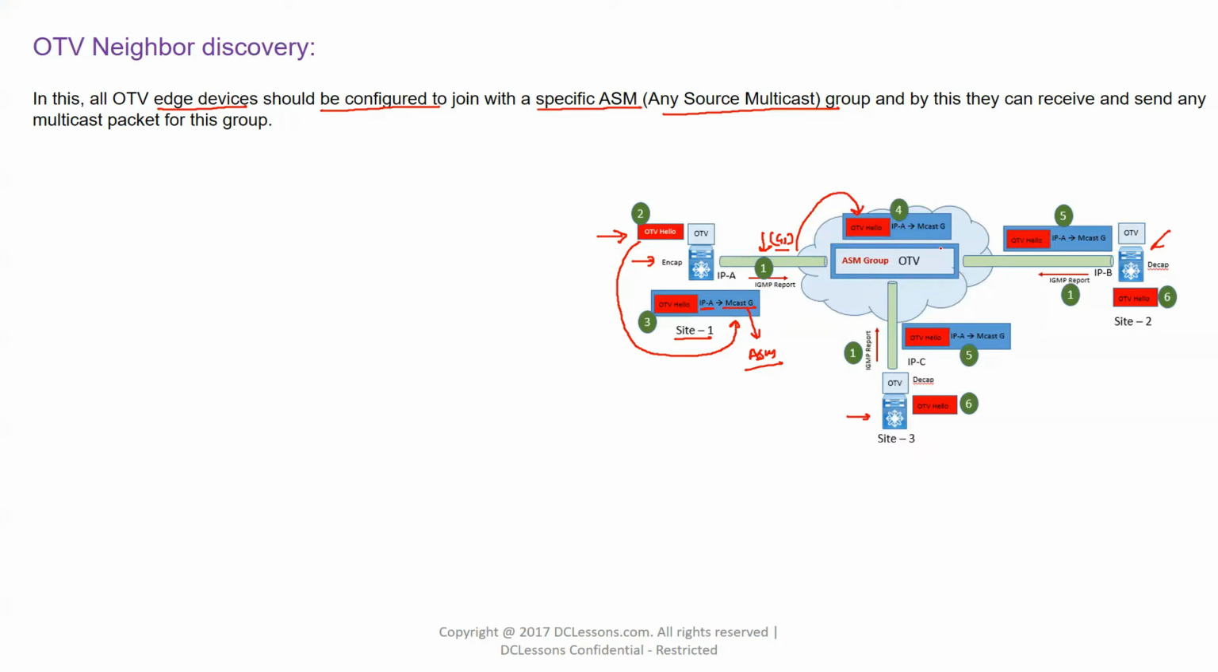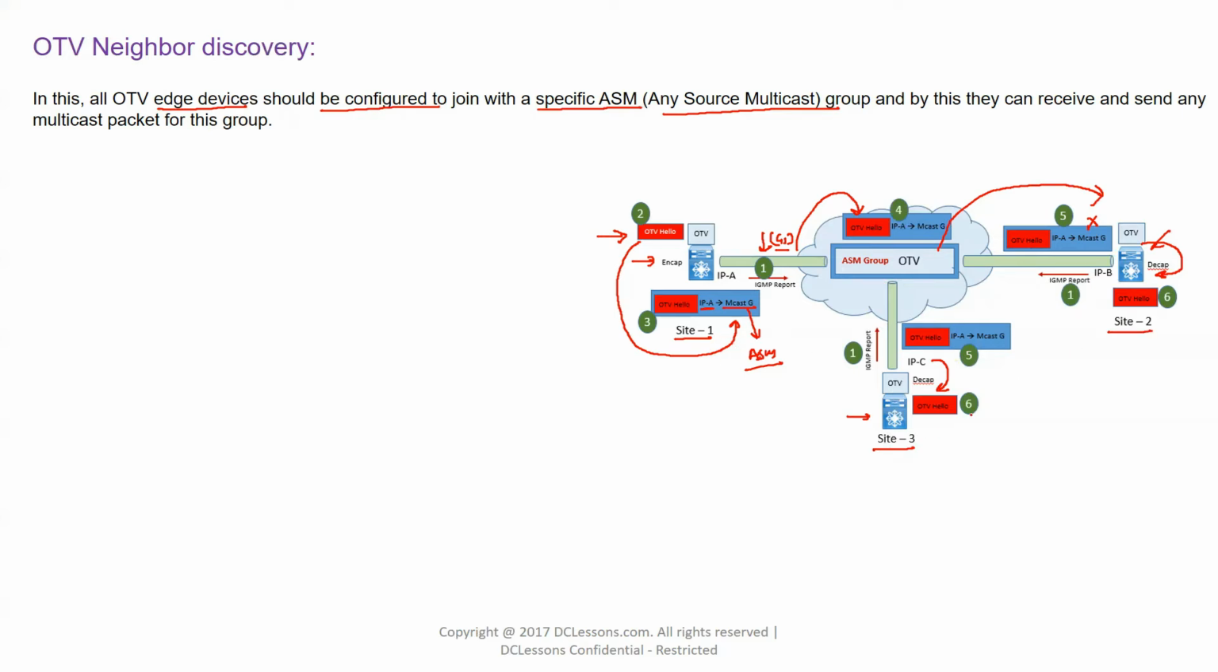Now let's suppose site 2 receives the OTV hello. It will decapsulate it, and then finally it will send it to the edge device. Likewise site 3 will receive the OTV hello encapsulated with the OTV frame. It will decapsulate it and send it. So site 2 and site 3 will know that site 1 is my OTV neighbor.